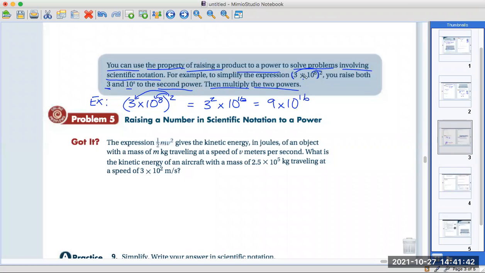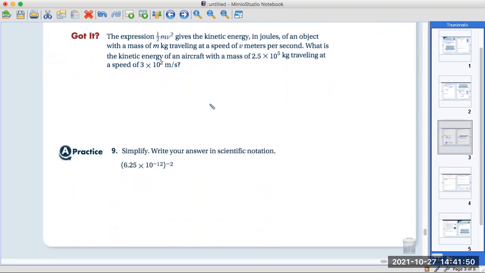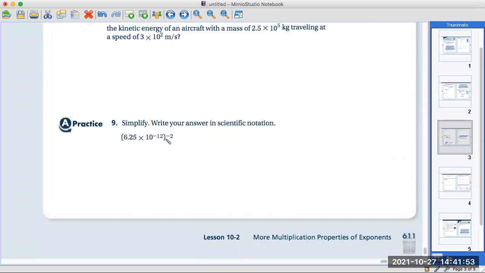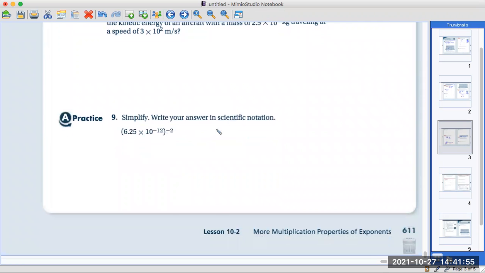Ten to the power of 16. So that's what that would look like. Okay. All right. So on this page, I'm doing the bottom. Simplify, write your answer in scientific notation. Use a calculator. So we have our scientific notation.